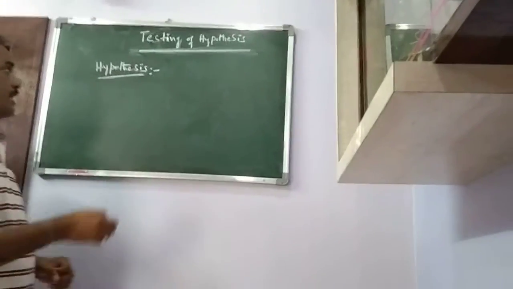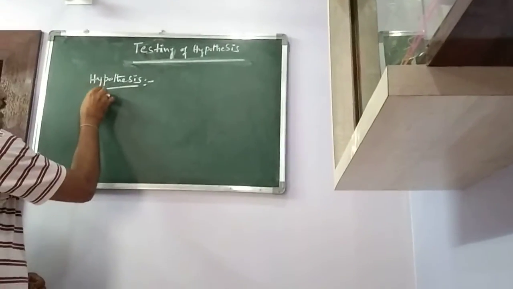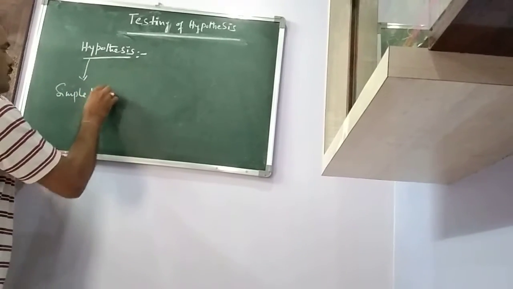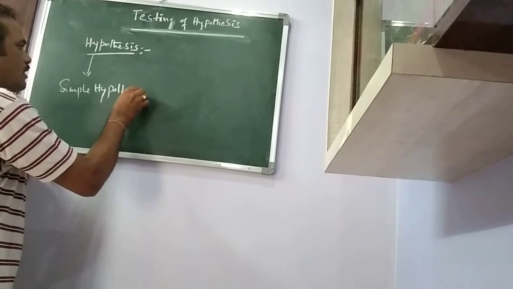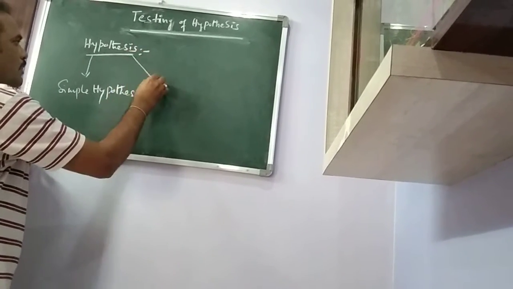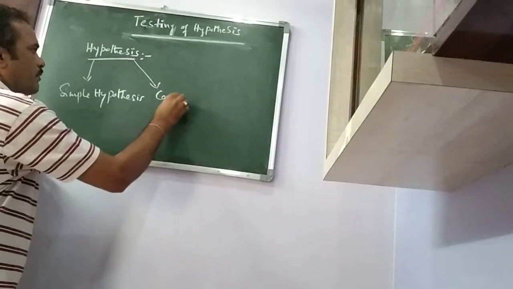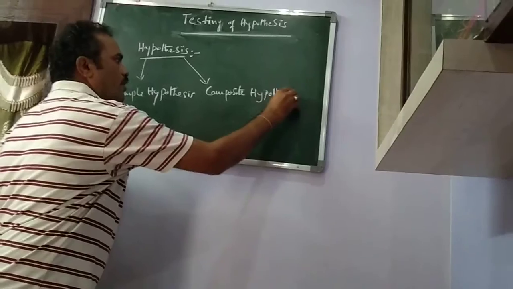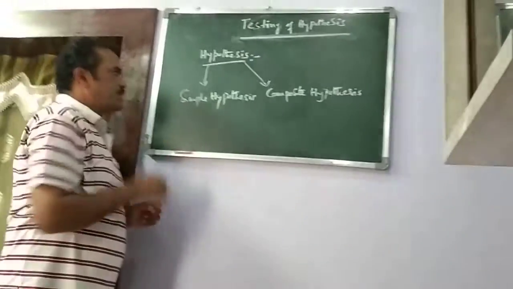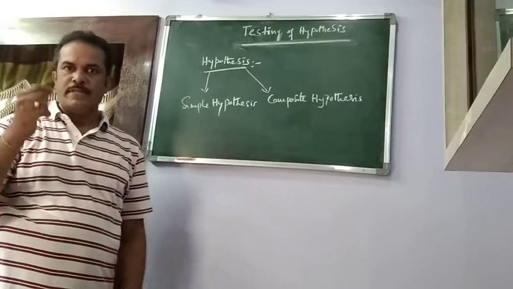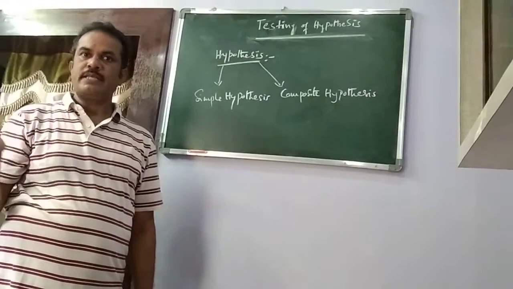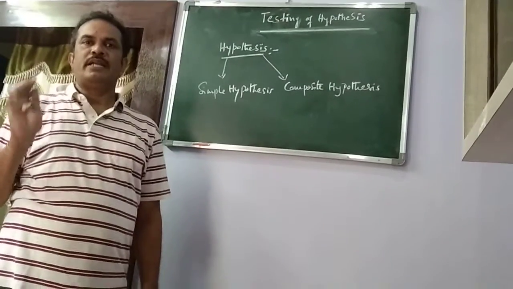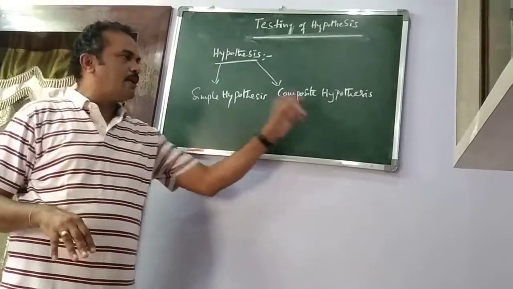Generally, hypotheses are classified into two categories. One is simple hypothesis. Another one is composite hypothesis. First we will discuss the simple hypothesis. A simple hypothesis means any statistical hypothesis in which the information is complete, specifying the information completely. That is called a simple hypothesis. Otherwise it is called a composite hypothesis.